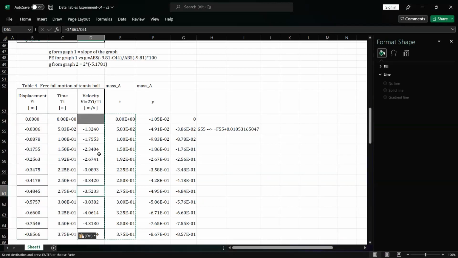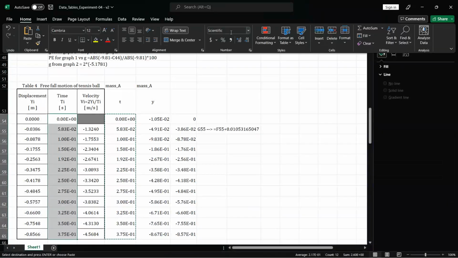Values. Now it's good because the velocity seems to be larger. That's why I double checked that. Okay, make sure you check that carefully. All right, now all looks good.